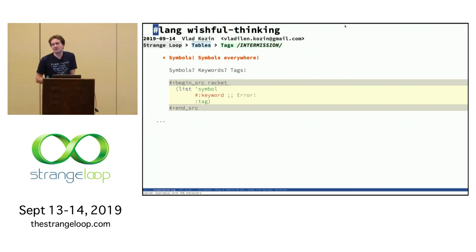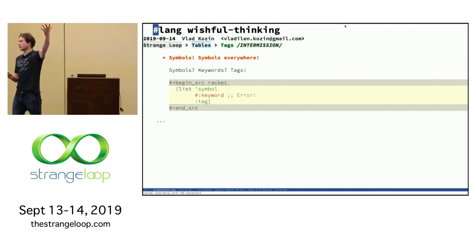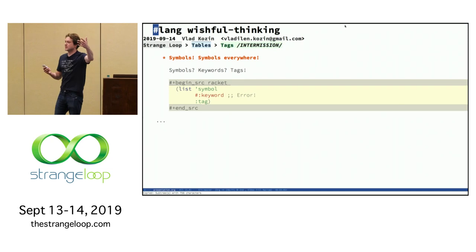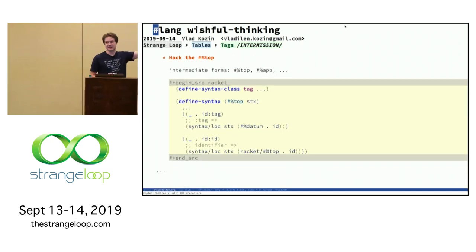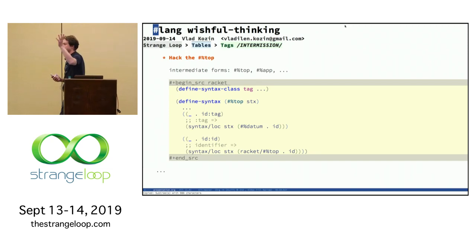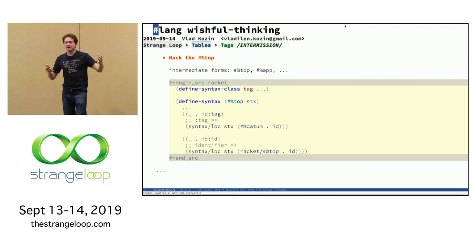The thing is, I didn't want to choose. I want both. So I implemented tags. Identifiers that start with a colon, like keywords in Common Lisp or Emacs Lisp, right? Or maybe Clojure. All it took to do that is this amount of code. I don't expect you to understand it, but this is where I'm going to describe a design decision in Racket.